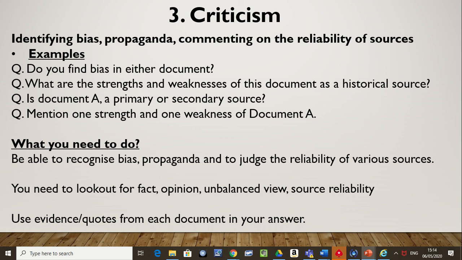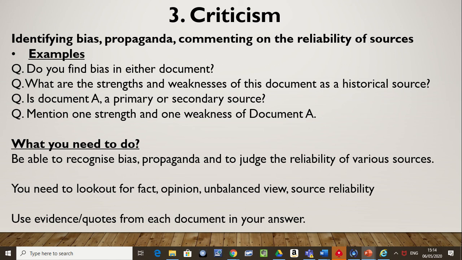Okay, unbalanced view: are you only given the viewpoint from one side of the story, or are you only kind of getting the viewpoint favoring one side of the story? And source reliability: where did the source come from? Is the source a reliable primary source, or is it a cartoon from a tabloid newspaper? Okay, so you must be able to identify what's a good source and what's a bad source. Okay. Again, guys, very, very straightforward.